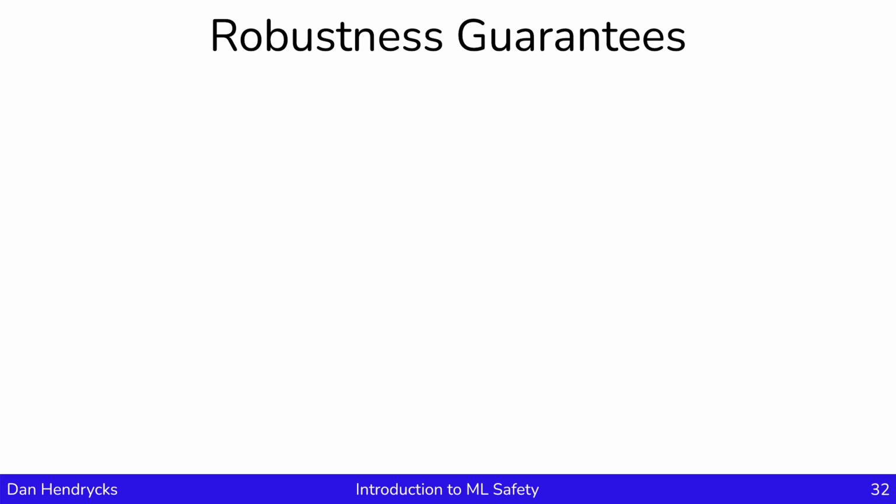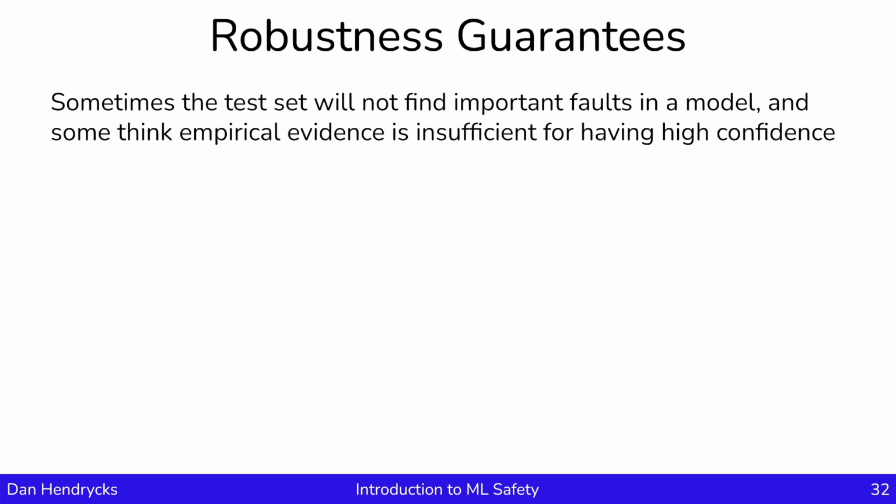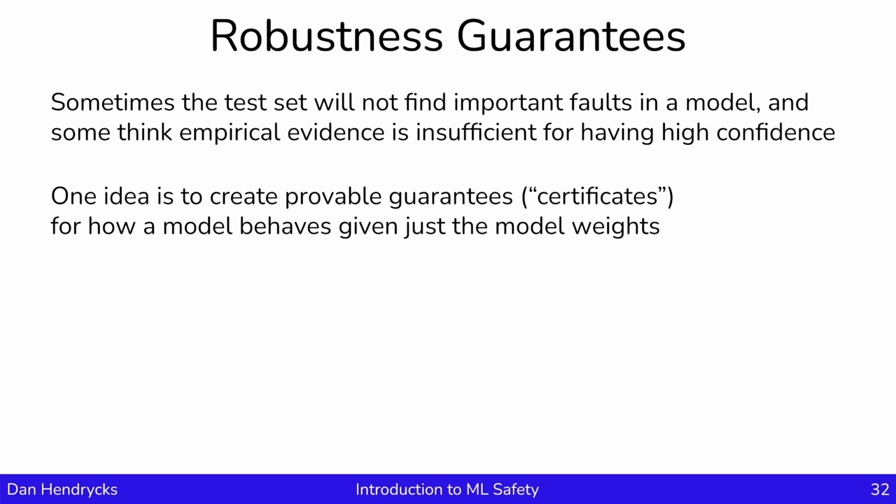In closing, let's look at the important topic of robustness guarantees. One might wonder, how can we have confidence in a model's behavior during test time? Are all bets off when models are deployed? Well, fortunately, it's the case that we can prove properties about how a model will behave when it's deployed. So some might think that the test set doesn't have enough to find the important faults in a model, and so consequently, empirical evidence is insufficient for having high trust or confidence in models, but it's possible to have provable guarantees or certificates for how a model behaves given just the model weights.